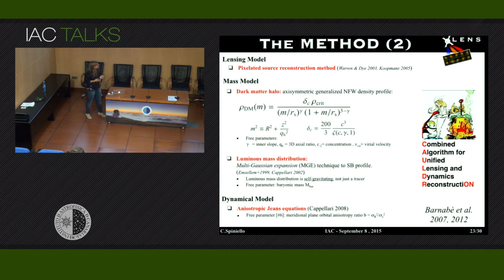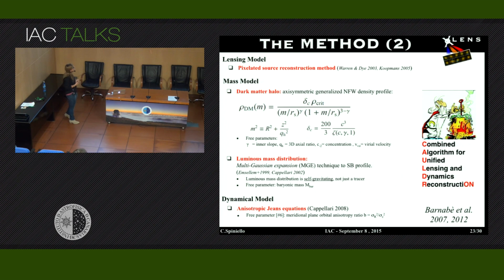And this is the lensing model made with the use of CAULDRON, which is the combined algorithm for unified lensing and dynamics reconstruction. Here we have a lensing model that is based on a pixelated source reconstruction method, and it's performed on HST images. As I said, we have multi-band HST images for those 10 galaxies and for many more galaxies. It's the SLACS sample by Bolton et al. And we're planning to extend them in redshift and in mass and perform the same analysis. We already started, but it's expensive in terms of time and resources.